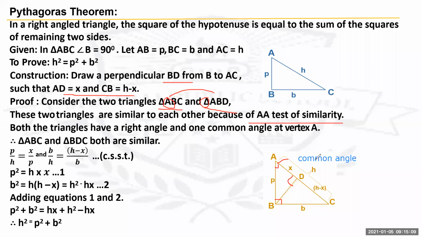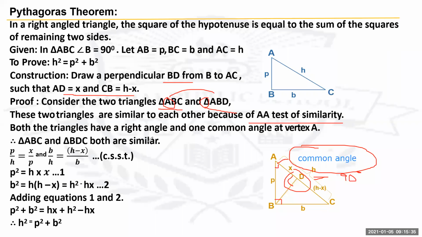So you've got one common angle, and one angle which is 90 degrees in both the triangles respectively. Understand? One common angle, the other angle 90 degrees. So you've got two pairs of angles equal, and you'll directly get the angle test. Is this clear to all the students?